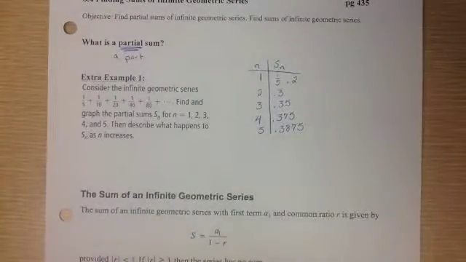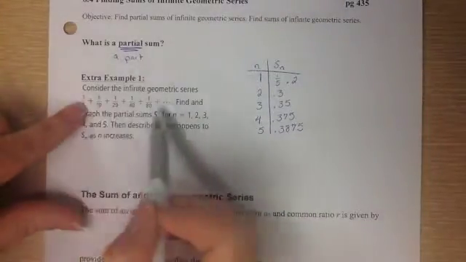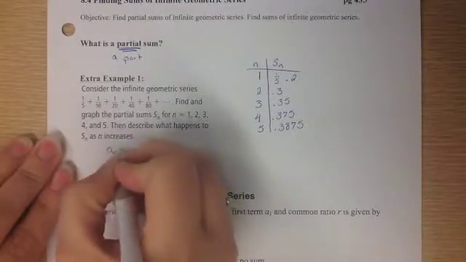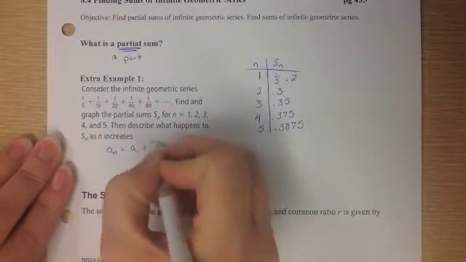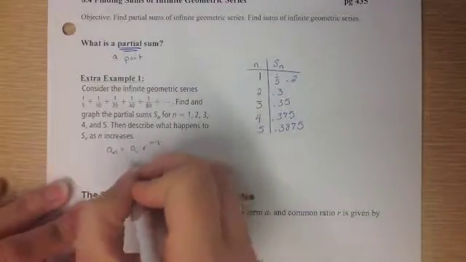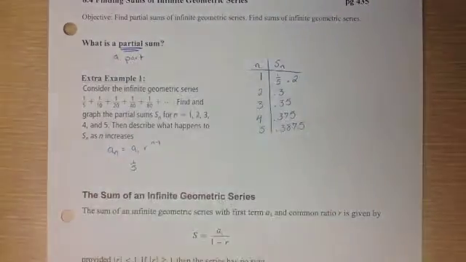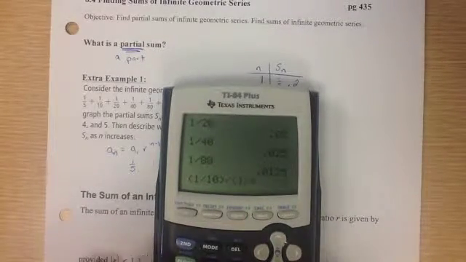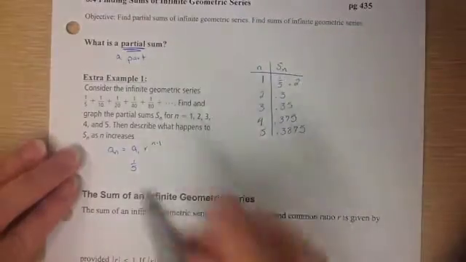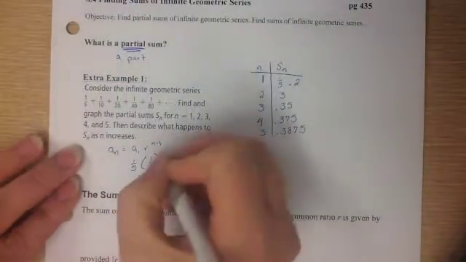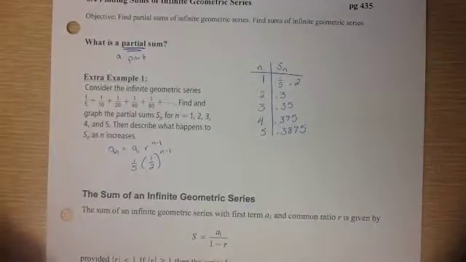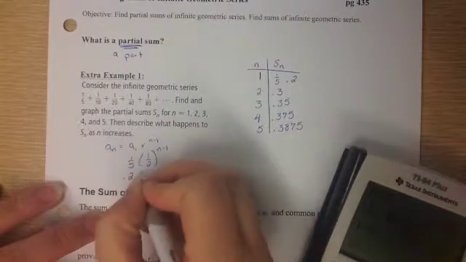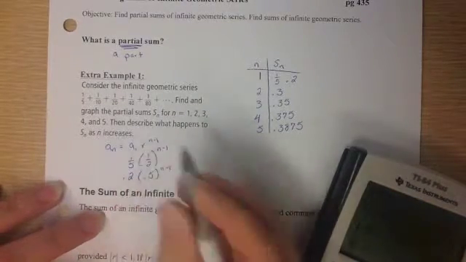Let's first start by writing the rule for this geometric series. Again, it's geometric, so our rule is a sub n equals a sub 1 times r to the n minus 1. My first term is 1/5. Let's find my ratio. Take the 1/10 divided by the 1/5, and we get 1/2. So my ratio is 1/2, to the n minus 1. As decimals, this would be 0.2 times 0.5 to the n minus 1.